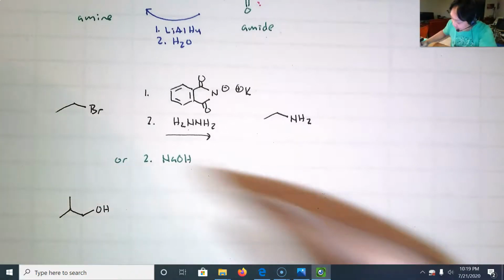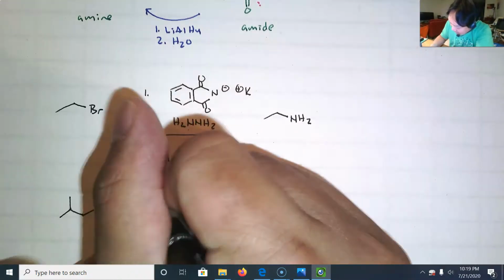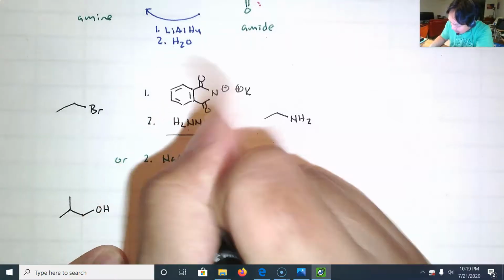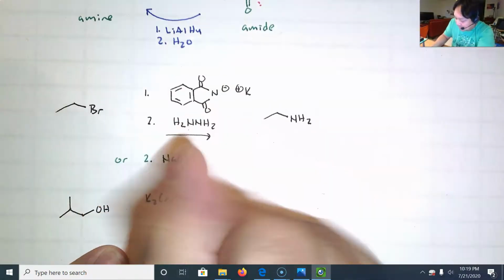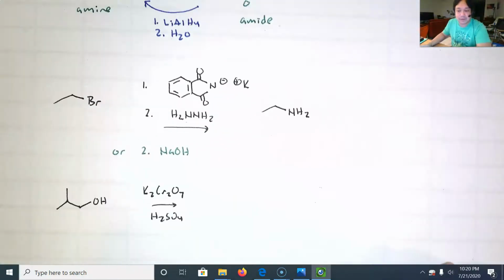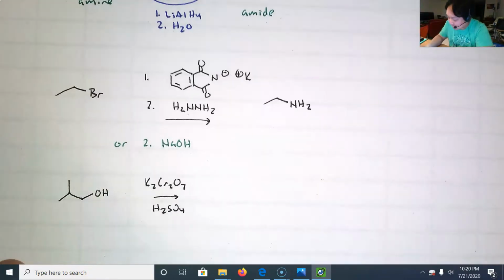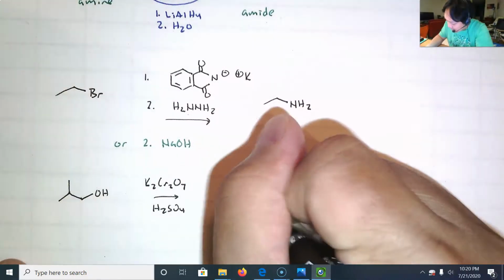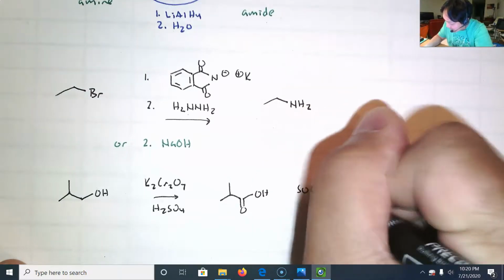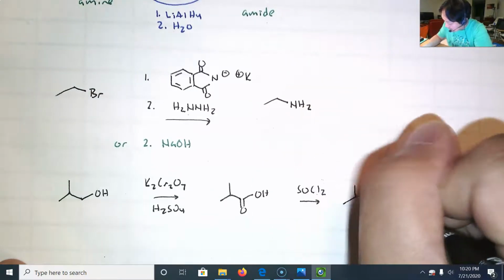Well, we're going to convert this into the acid chloride, but first we have to oxidize it. Potassium dichromate, H2SO4 is a recipe for the Jones reagent or Jones oxidation. And SOCl2 to get this.